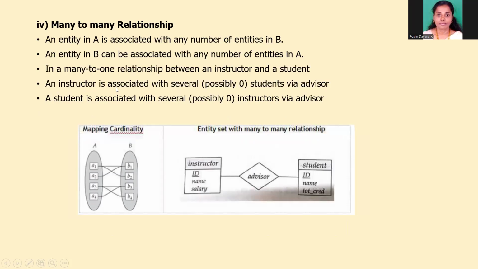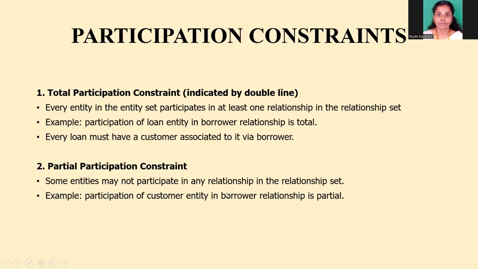Many-to-many relationship, both entity A and entity B will have many-to-many relationship. An entity in A is associated with any number of entities in B. An entity in B can be associated with any number of entities in A. In a many-to-many relationship, an instructor is associated with several students via advisor. A student is associated with several instructors via advisor. So this is many-to-many relationship.